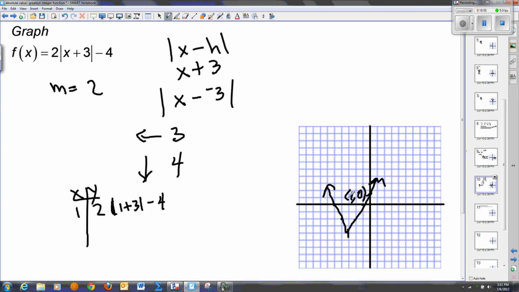And again, I can't count right. That's a negative 1. So that's a negative 1. I get negative 1 plus 3 is 2, times 2 is 4, minus 4 is 0. So that actually checked out.